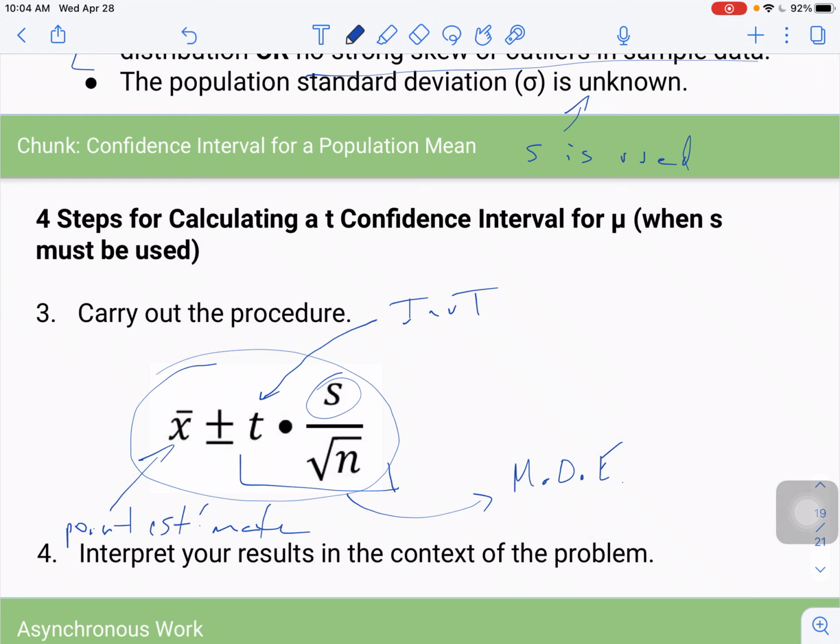I'm not going to do a full example in this video. When we get into week 4, I'll do an example where we put this all together. But really, I just wanted to show you the 4-step process, talk a little bit about the t distribution, and then kind of see where they all connect.